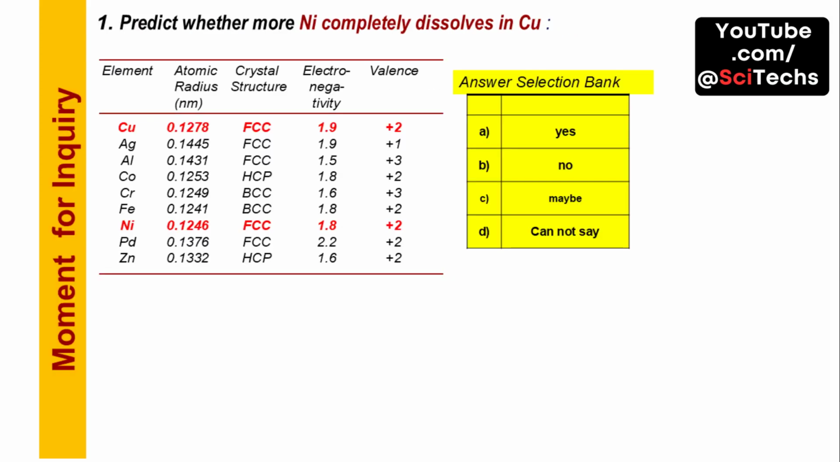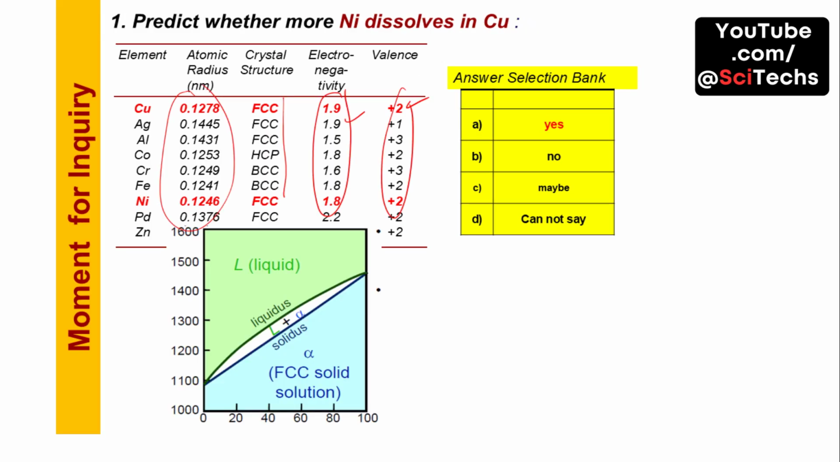Let's predict whether more nickel completely dissolves in copper. Consider the atomic radius, crystal structure, and electronegativity of the elements involved. Use the answer selection bank to make your choice. Analyzing the dissolution of nickel in copper, we observe the atomic radius, crystal structure, and electronegativity values.